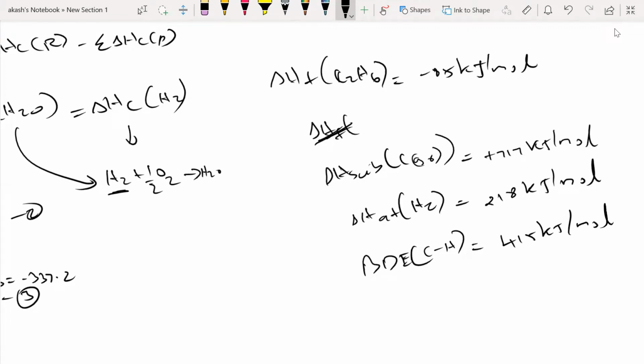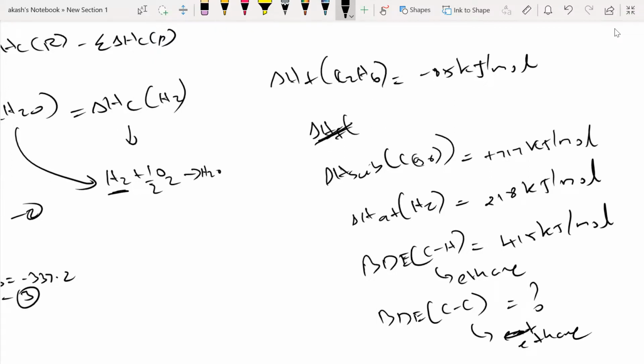This is obviously in ethane, the bond dissociation enthalpy of the CH bond in ethane. And then you have to find the bond dissociation enthalpy of the CC bond in ethane. So try this out. Anyways, I'm going to help you. Look at what is given to you, what you have to find, and think about it.